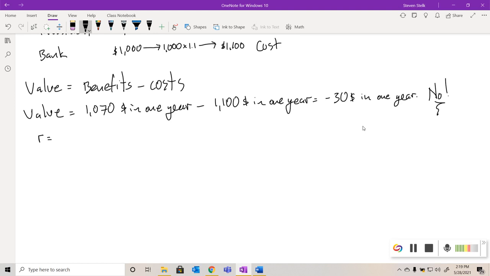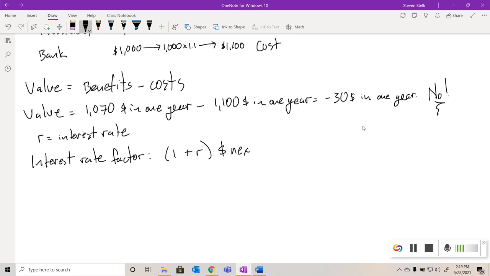Let's say that the little letter R is our interest rate. And then we have a conversion factor that we call the interest rate factor. And that thing is 1 plus R, or 1 plus the interest rate, expressed as a decimal. And this guy carries units. It carries units of dollars next period over dollars today.